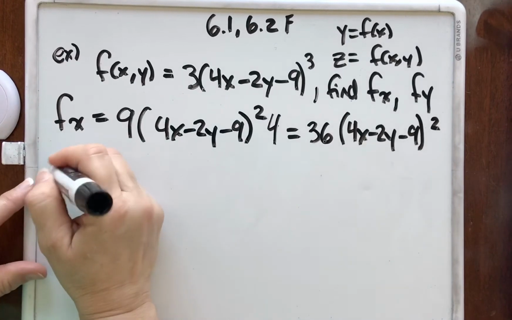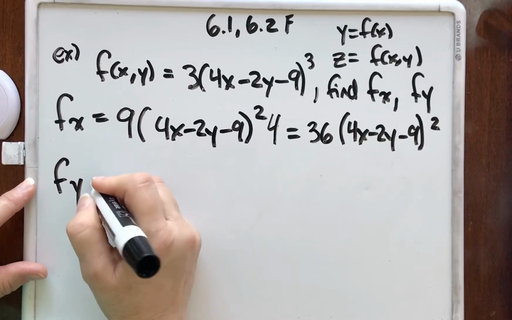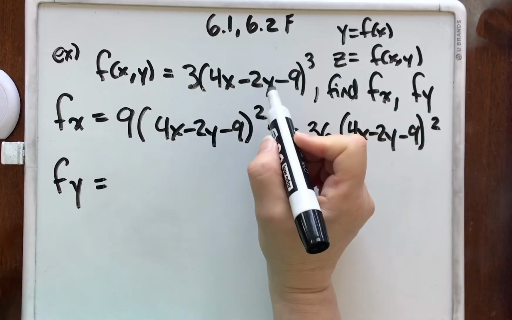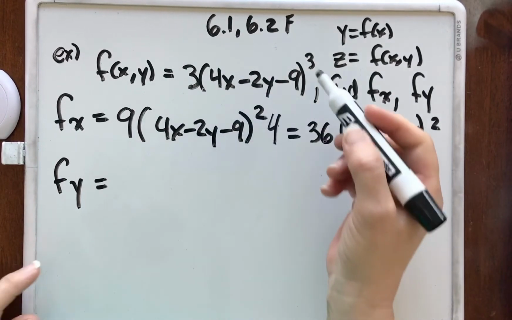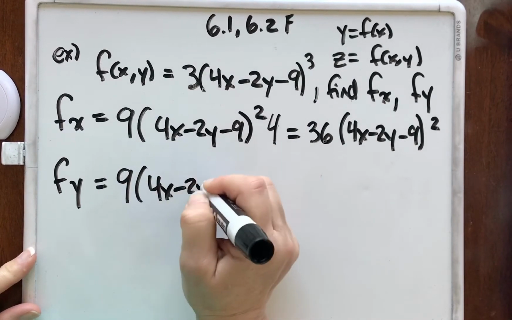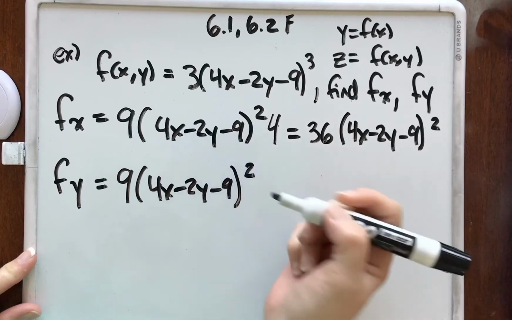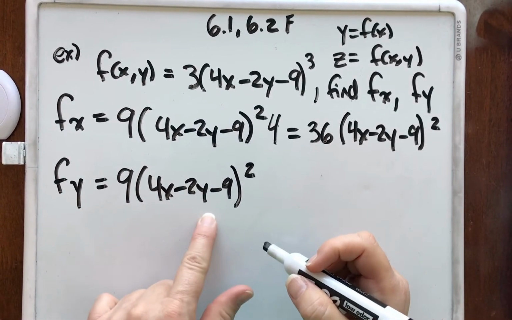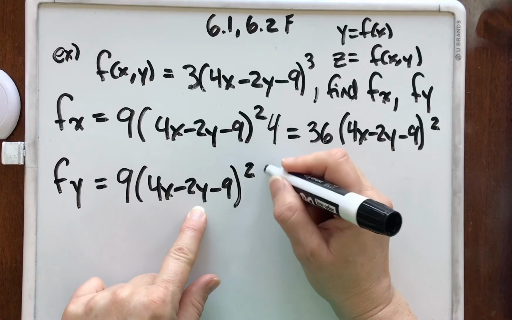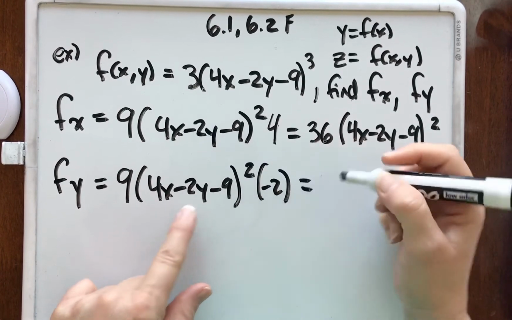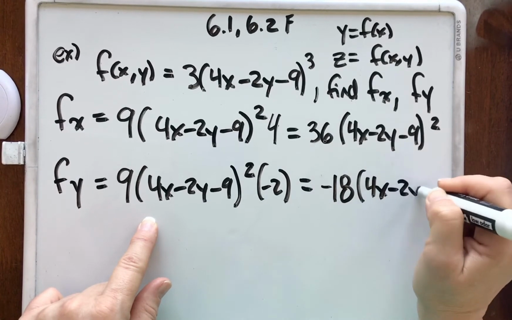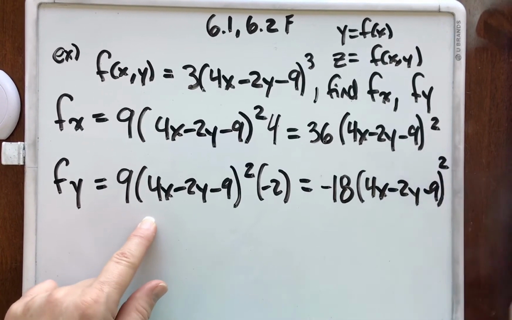Okay, we're going to find the partial derivative with respect to y. Okay, remember y is the variable, x is the constant. We're still going to bring down the 3. 3 times 3 is 9, times (4x minus 2y minus 9) squared. And then when we take the derivative on the inside, the y is the variable. These turn to 0, so we just have minus 2. So our answer here is negative 18 times (4x minus 2y minus 9) squared.